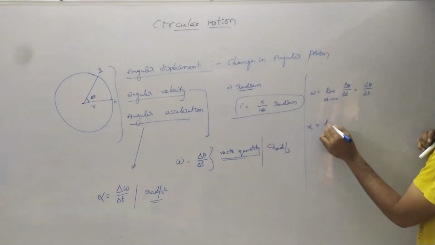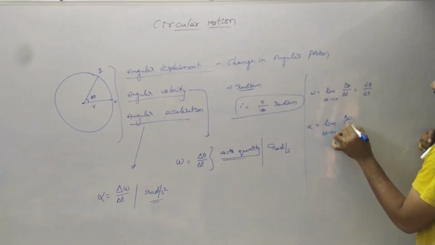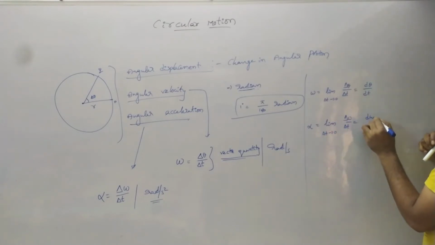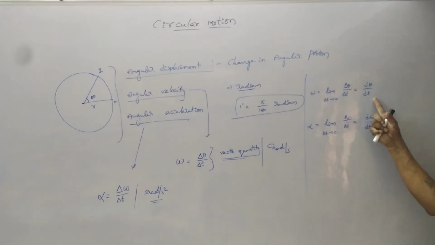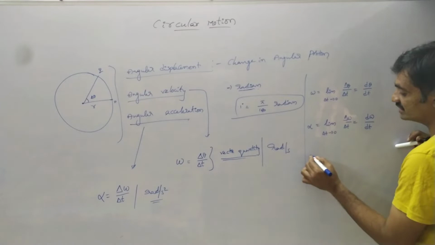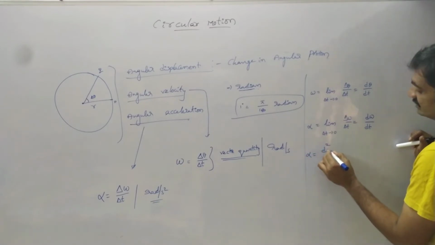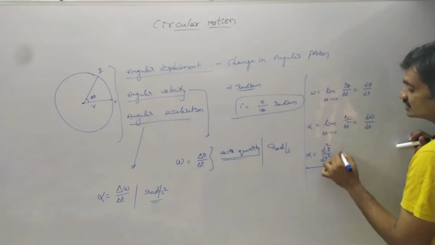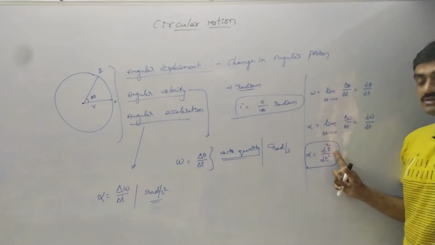Whereas the instantaneous angular acceleration is alpha equals limit of delta t tends to 0 of delta omega by delta t, which is equal to d omega by dt. Observe that omega equals d theta by dt. If we substitute here, we have alpha equals d square theta by dt square. This shows the relation between angular acceleration and angular displacement.